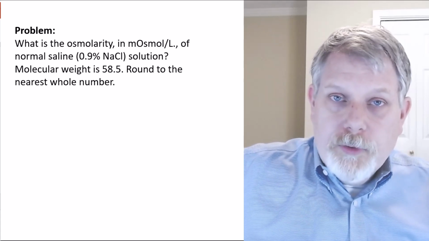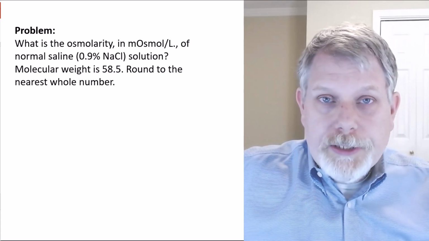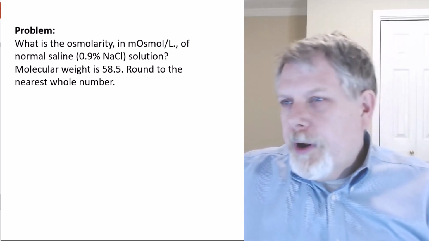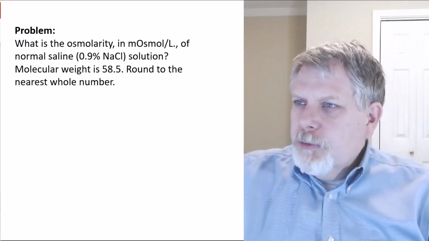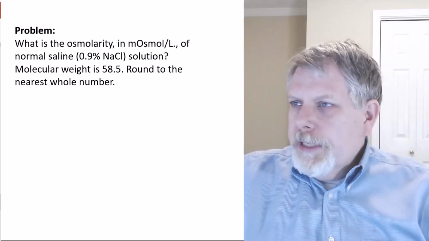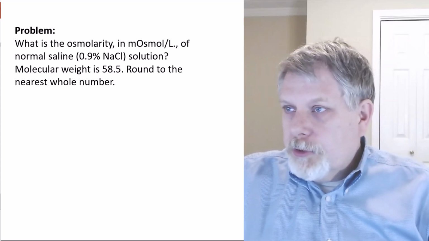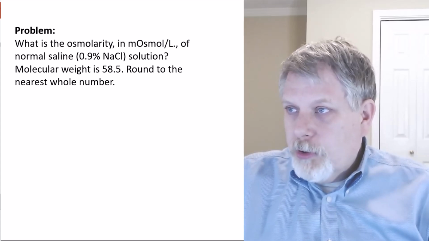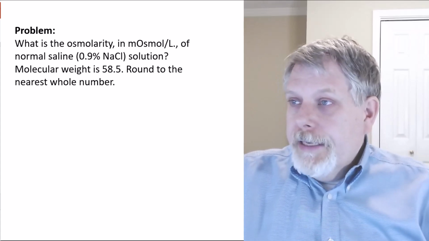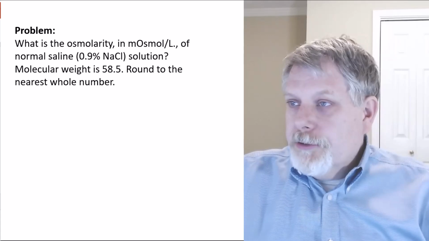Okay, with this problem, we're going to practice calculating the osmolarity of a solution. And so the problem says, what is the osmolarity in milliosmoles per liter of a normal saline solution? And it's got a 0.9% concentration of sodium chloride, and we're told that the molecular weight of that sodium chloride is 58.5. And we will round our answer to the nearest whole number.